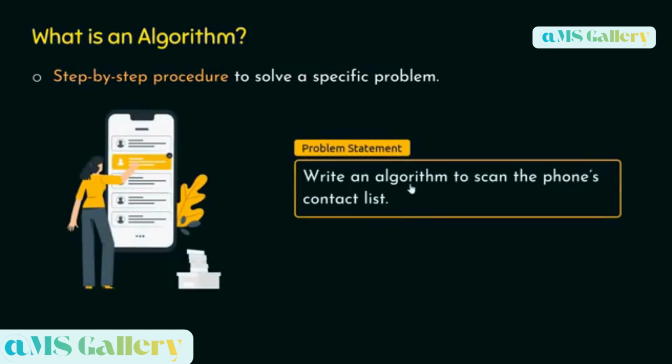We need to write an algorithm to scan the phone's contact list. This means we need to write an algorithm to search for a specific contact in the contact list. How are we going to write an algorithm to solve this problem? Algorithm is just a fancy name for writing steps to solve a specific problem. So now let's try to write the steps to solve this problem.